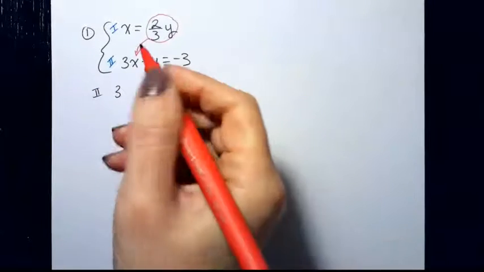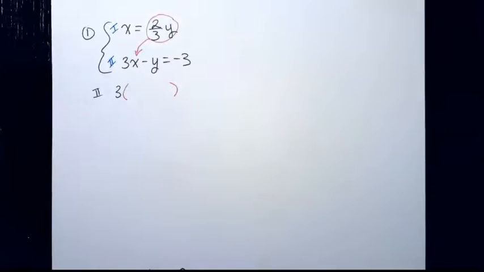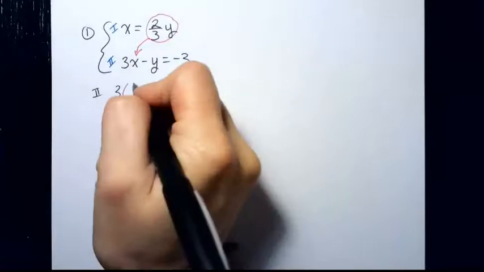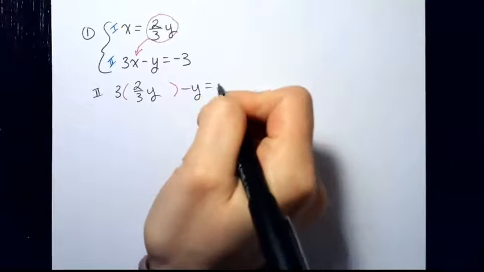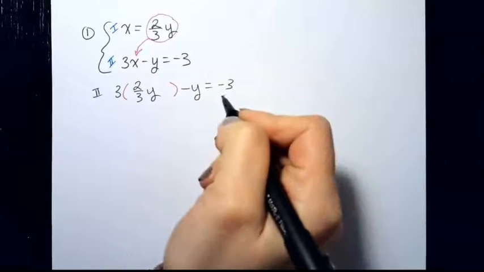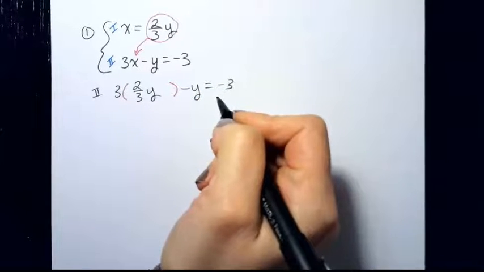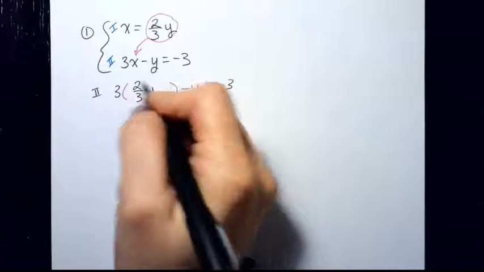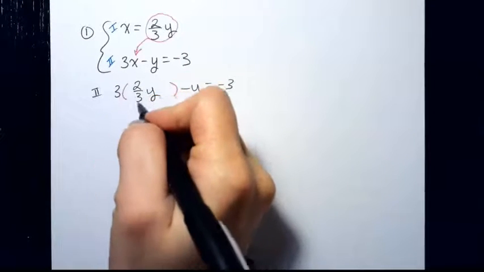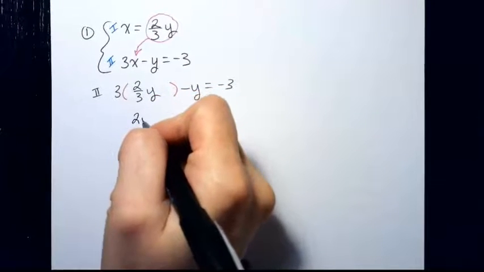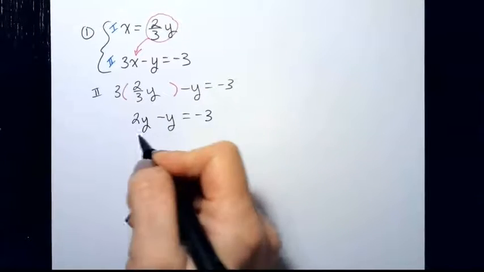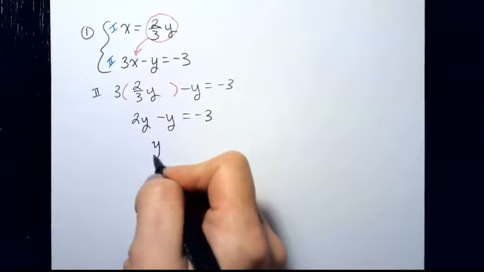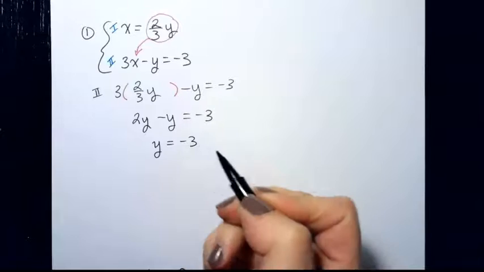So I have now in parentheses 2/3 y, and then minus y equals negative 3. So notice my equation only has one variable in it. If it doesn't, then go back. So multiplying here, 3 times 2/3 is 2, so that's 2y minus y equals negative 3. Continuing to solve for y, I have y equals negative 3.